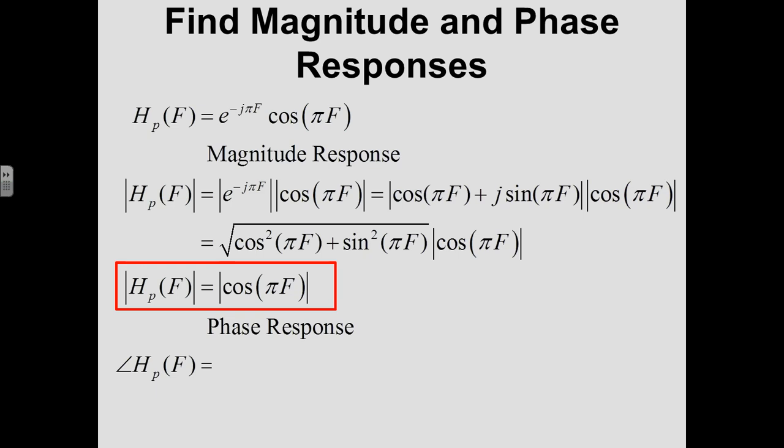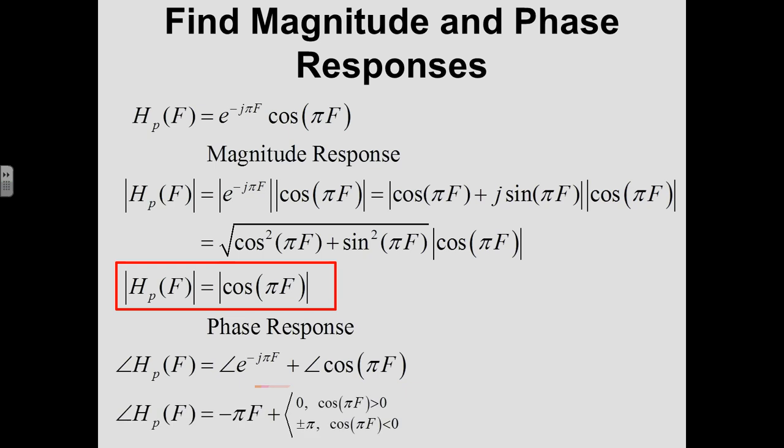The phase response then, well, it's again a complex product, even though the second term is a real term. So to find the overall phase of that product, we would take the phase of the first function and add it to the phase of the second function. And the phase of the complex exponential is just the angle argument of the complex exponential, in this case minus pi f.